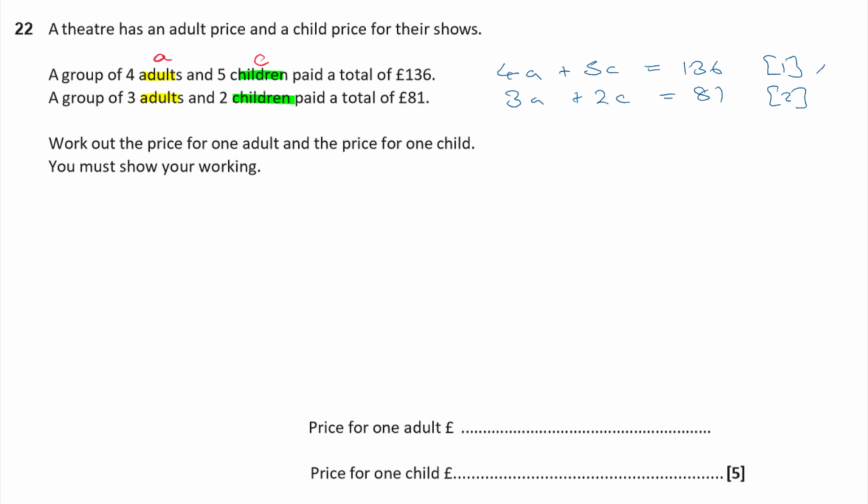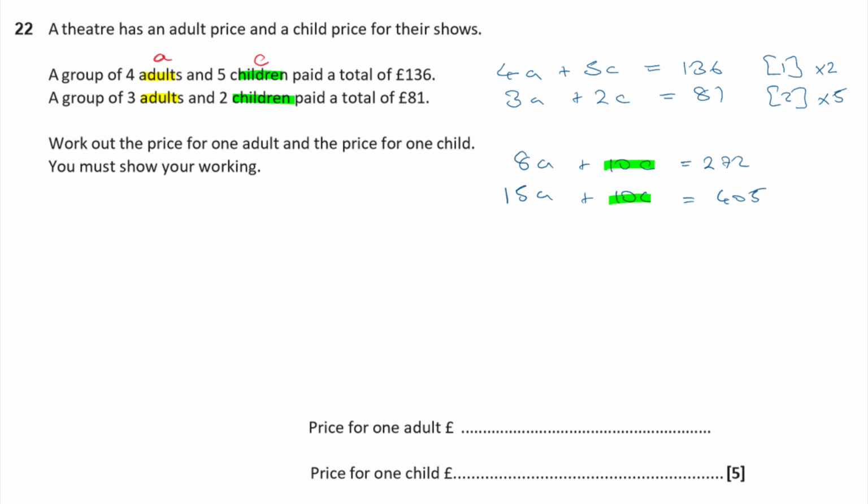So if I times this one by 2 and I times this one by 5, I'm going to get, just taking everything in that first equation and doubling it, 8A plus 10C is equal to 2 lots of 136, that's 272. And then taking everything in my second equation and timesing it by 5, that's going to give me 15A plus 10C, and that's equal to 5 lots of 81. What's that going to be? 405. Okay, so you can see now I've got the same number of children in both expressions.